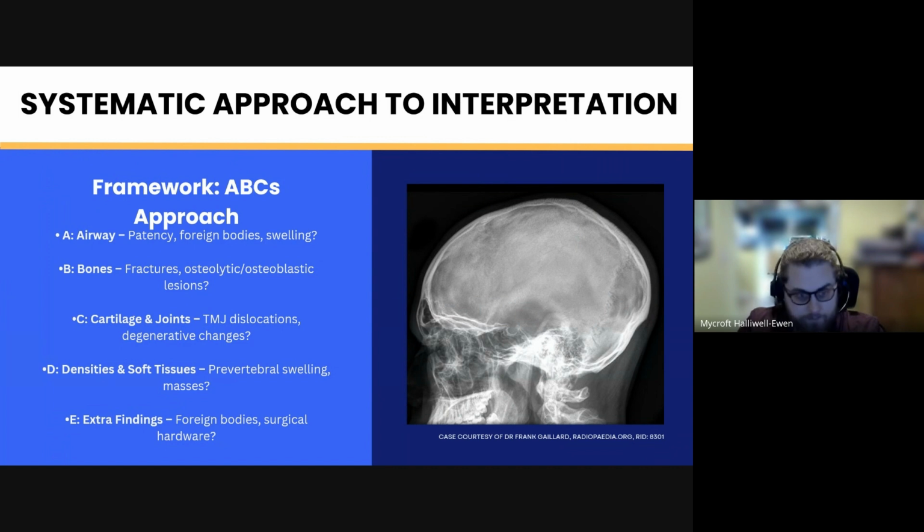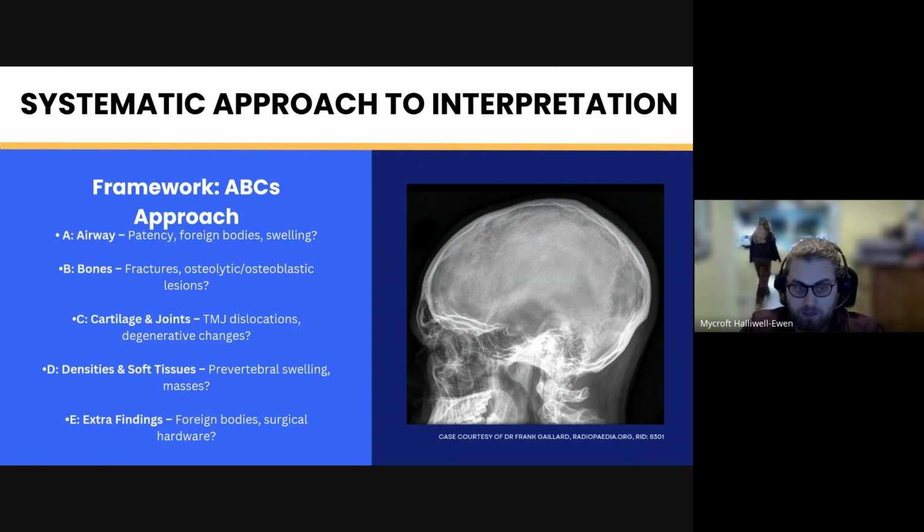So ABC is commonly used as an easy way of doing it. You follow the airway down, looking for: is it patent throughout? Are there any foreign bodies in it? Does it look like it's swollen? Then you follow the bones, the same as I'm sure you've been doing in your other X-rays. We're looking not just at the contents of the bone, but in particular at those lines, to make sure all those bones are in alignment.